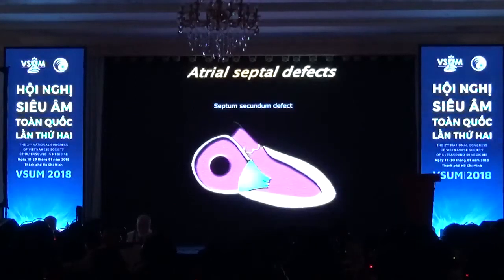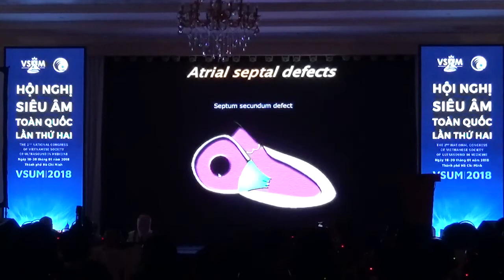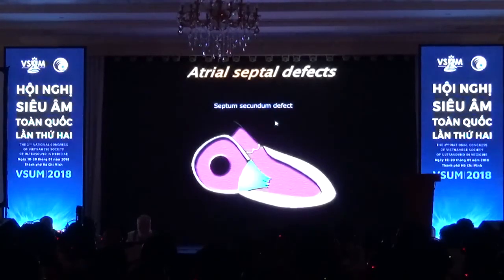Septal defects are divided into three groups. A hole in the middle of the interatrial septum is called a septum secundum defect. Those of you who didn't like embryology, now is the time to go back and understand why there's a septum primum and a septum secundum.